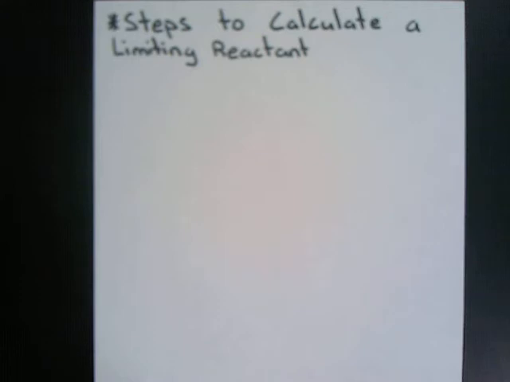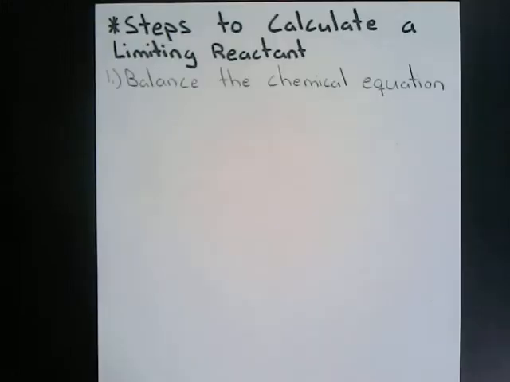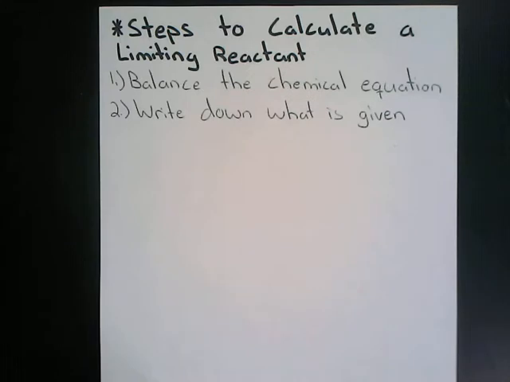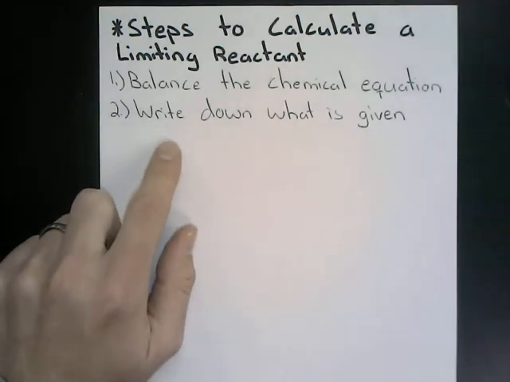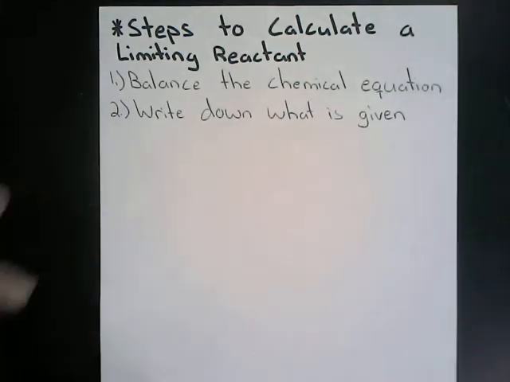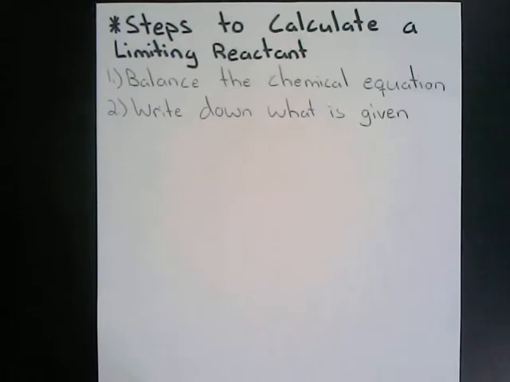And it's essentially the same steps that we have been doing, but we're going to have to do it for 2 of the reactants that are given. So the first step, just like we always have done, is balance the chemical equation. And then the second step is write down what is given. Now, there will be 2 things given, 2 reactants given. So you actually have to do step 2 twice.